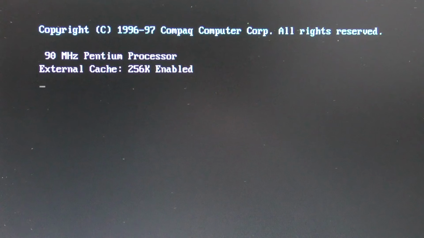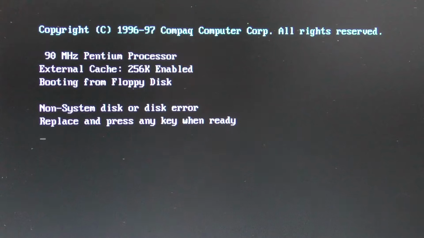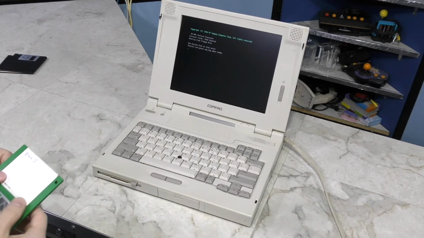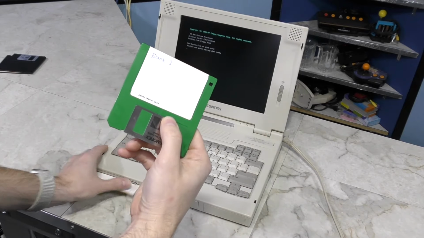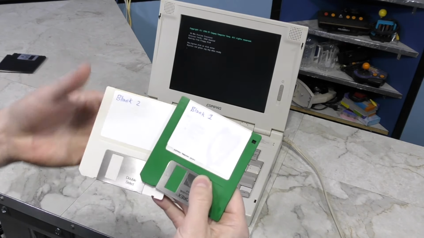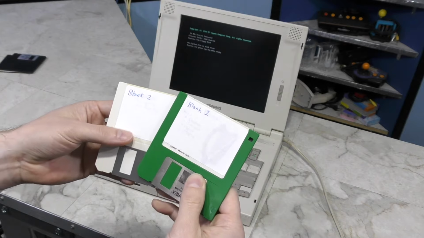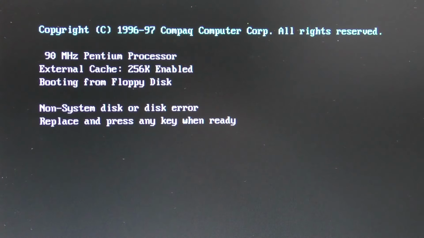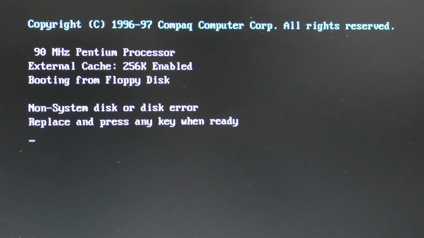When I put a different blank disk in, the message changes. Now it says, "Non-system disk or disk error." What's the difference? Well, the first disk was formatted with Windows 95, and the second disk was formatted with MS-DOS. And that message you see on the screen is actually a small program in the boot sector of an otherwise blank disk, which displays this message.